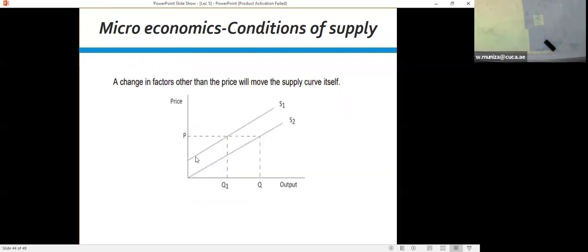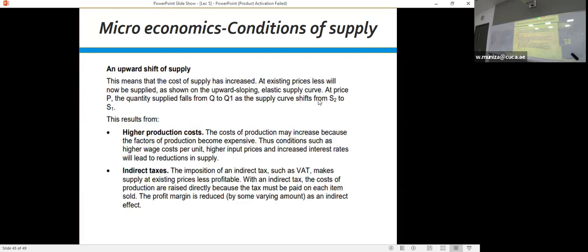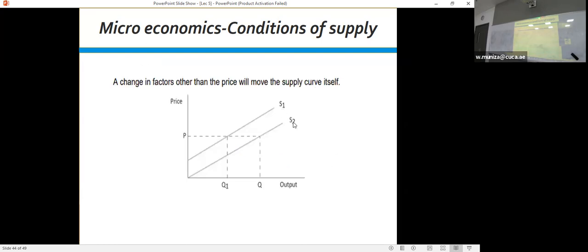So my dear students, they are explaining that if the price is moving from this point to this point, our supply curve is going to be moving from S1 to S2. The quantity supplied would not be Q1, but Q. This is what they are explaining, as the supply curve shifts from S2 to S1. So you can see S2 to S1, it is going to be moving upward as the prices are increasing. So when the prices increase, the quantity will be shifting.